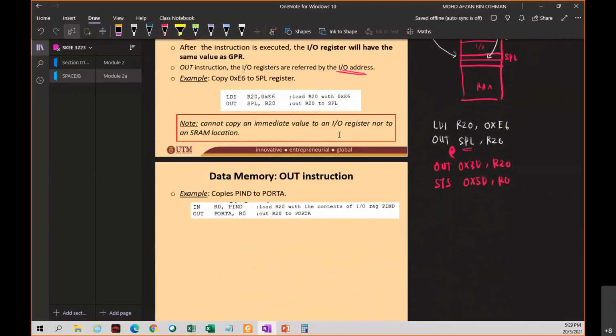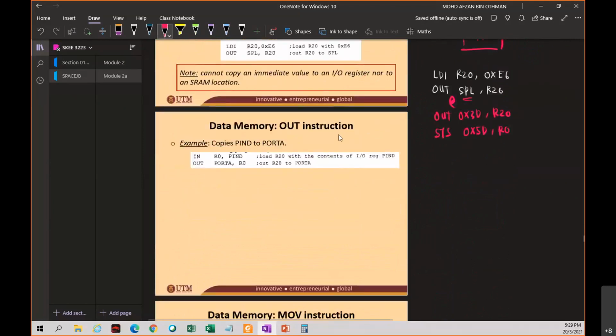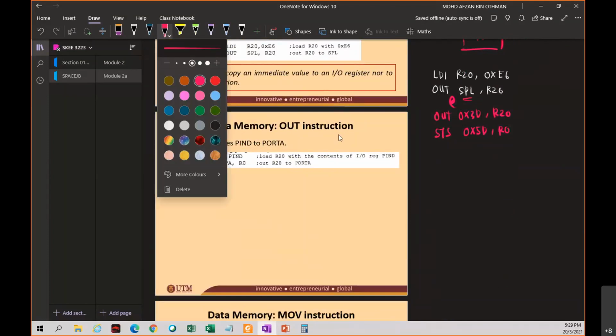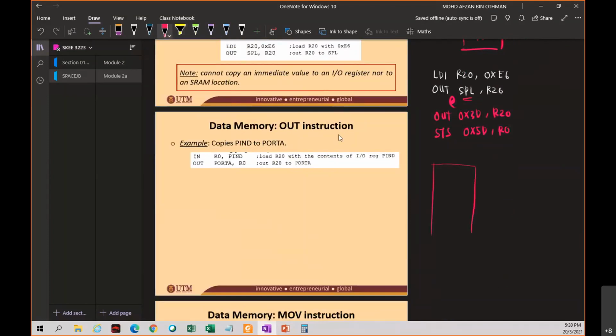Okay, another example. You're going to copy pin D to port A. Macam mana kita nak copy pin D to port A? Value tu ada dalam pin D. Kamu nak masukkan dia ke dalam port A. So, how to do that? Boleh tak kita directly dari pin D pergi ke port A? Tak boleh. Kenapa tak boleh?